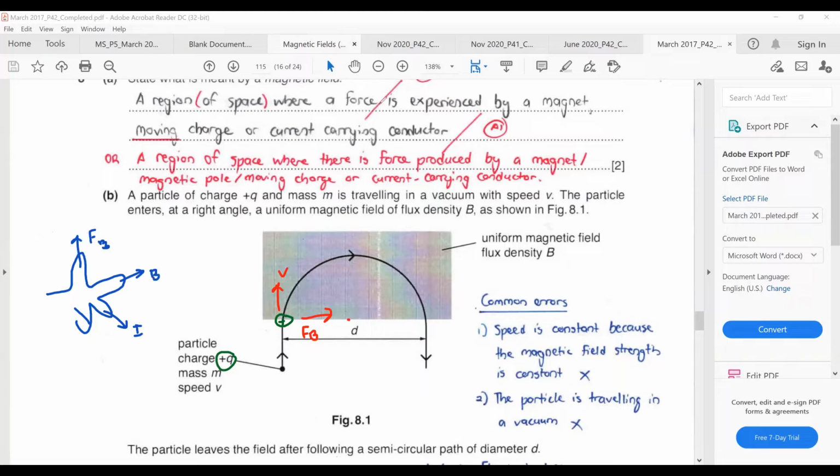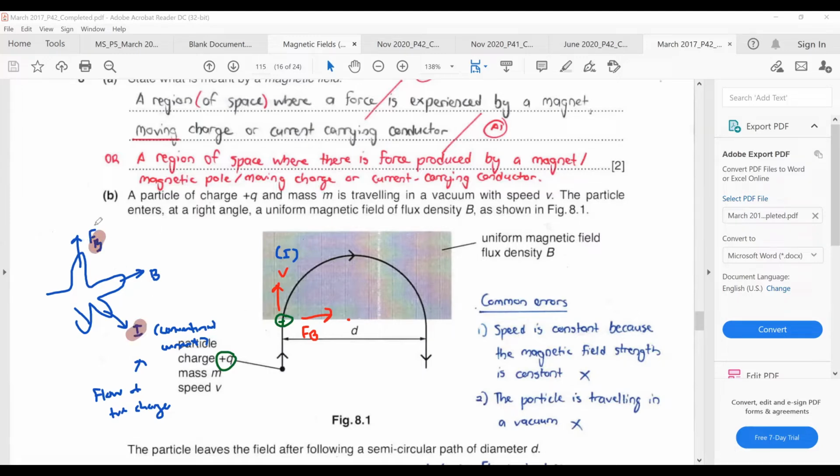Okay, so the I I mentioned to you is actually conventional current. In other words, it is the flow of positive charge. So since you have positive charge moving in this direction, this is also the direction of your conventional current. So you use your Fleming's left-hand rule now, where you orientate your fingers accordingly for the B and the I, which is this one and this one.